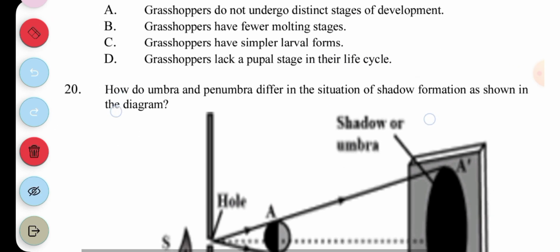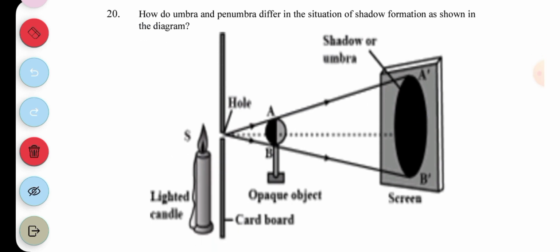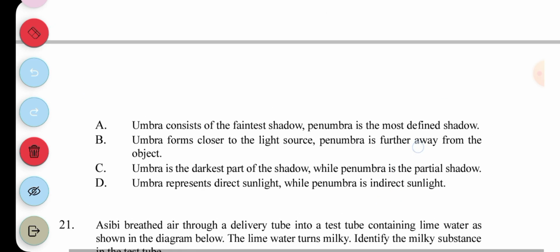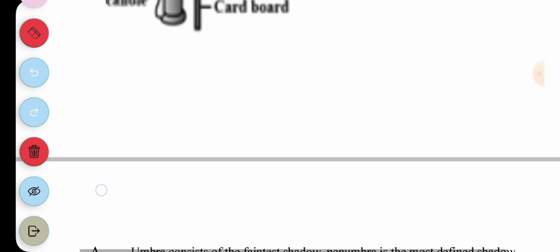Question 20. So, how do umbra and penumbra differ in the situation of shadow formation as shown in the diagram? So A. Umbra consists of faintest shadow. Penumbra is the most defined shadow. B. Umbra forms closer to the light source. Penumbra is further away from the object. C. Umbra is the darkest part of the shadow, while penumbra is a partial shadow. D. Umbra represents sunlight, while penumbra is indirect sunlight.